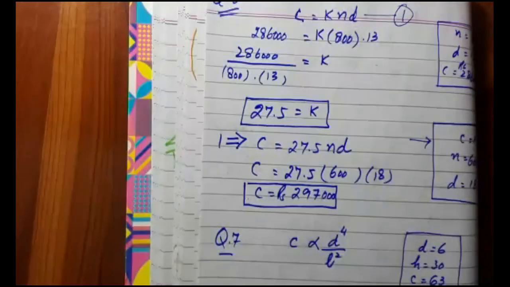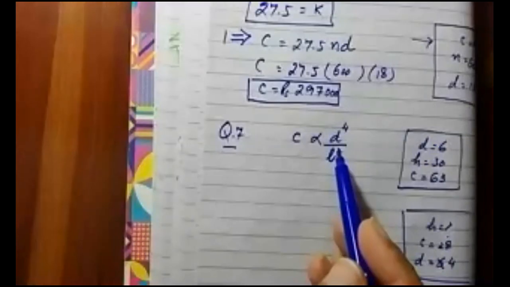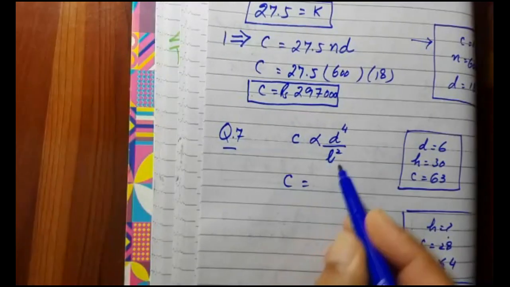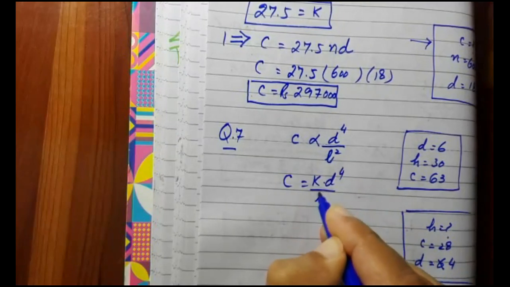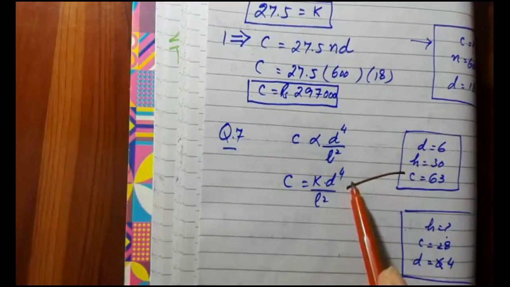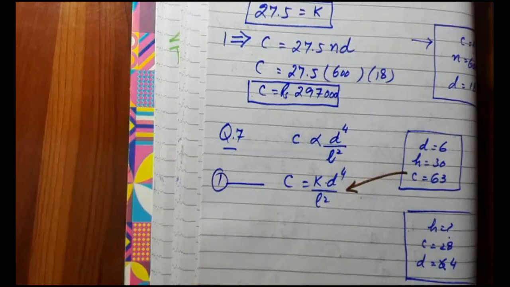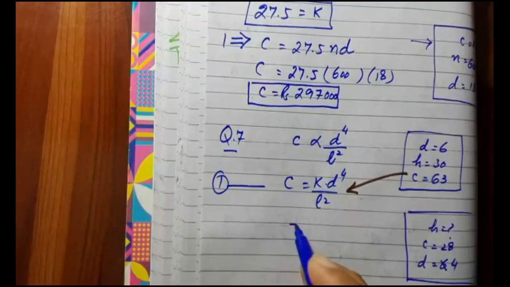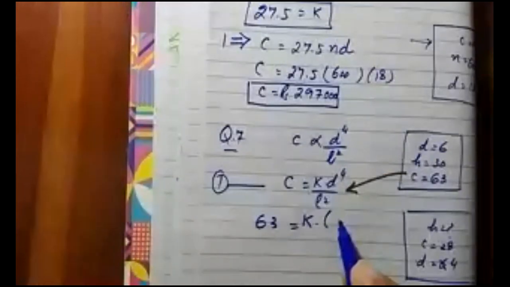So you will first connect these two things together, and then you will put C equals k times d raised to power 4 over L square, and then you will use your set of values to put into this relation to derive the value of k. So we are putting the values. C equals 63, k is required, d's value is provided as 6. Please use your calculators to find these values.